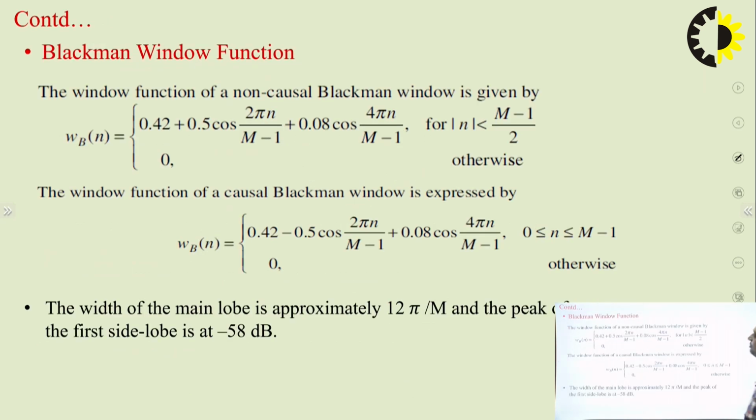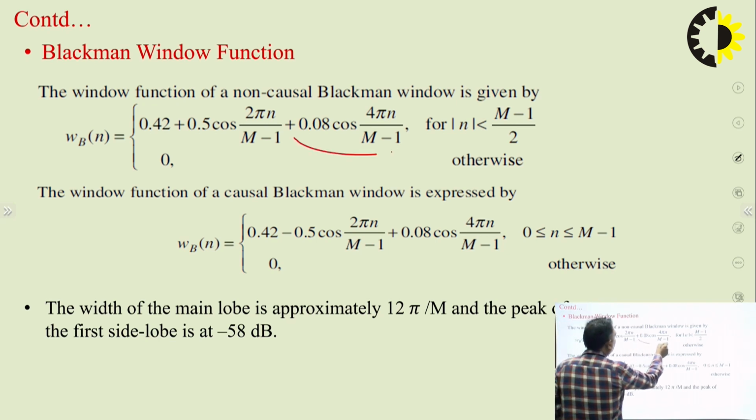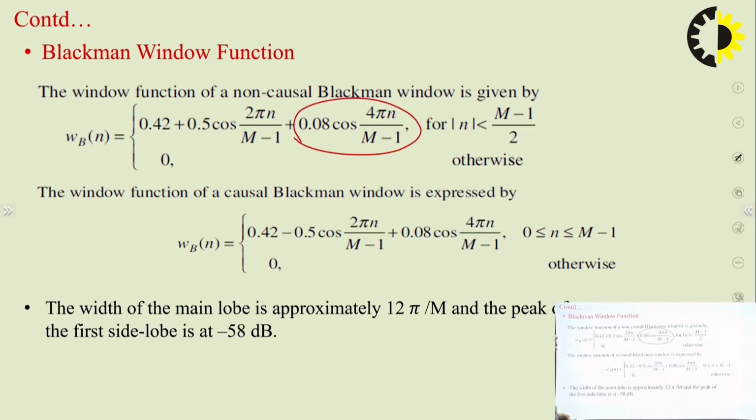Then the Blackman window function. You can see Blackman found that the number of side lobes can be significantly reduced if we use an extra cosine term in the window function. So this extra term added by Blackman is what reduces side lobes significantly. This is the example of a non-causal window function, and this is the example of a causal Blackman window function. The width of the main lobe is approximately 12 pi by M.